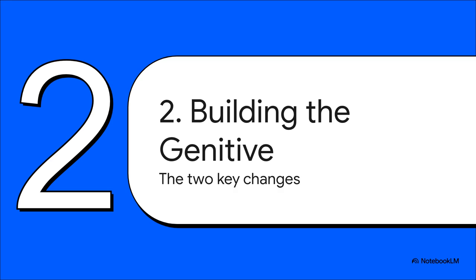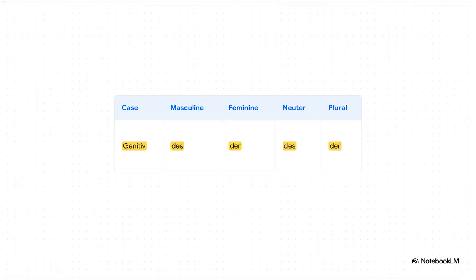You know, building the genitive really just comes down to two key changes. One little change to the article and one change to the noun itself. Let's break them down. First up, the articles. And hey, right away, there's a really helpful pattern that emerges. Masculine and neuter nouns, they both use des. And feminine and plural nouns, they both use der. So instead of having to memorize 4 totally new articles, you really only need to remember 2 combinations. That's part 1. Easy enough, right?